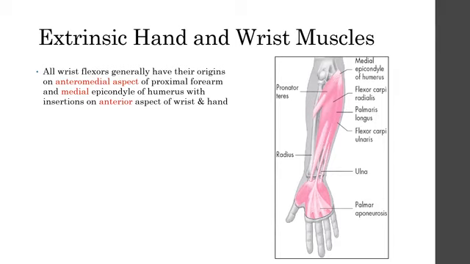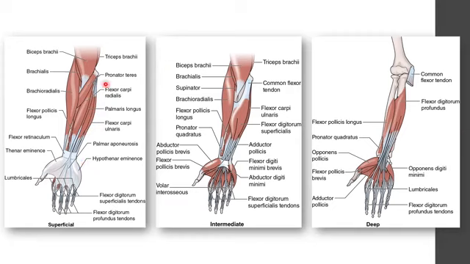All right. So all wrist flexors and the extrinsic muscles of the hand, they all have their origins on the anterior medial aspect of the proximal forearm. So again, if we're in anatomical position, it will be the anterior medial aspect of the forearm and the medial epicondyle. All right. So all of the muscles that flex the wrist and some of our fingers will all originate on some aspect around this area here.